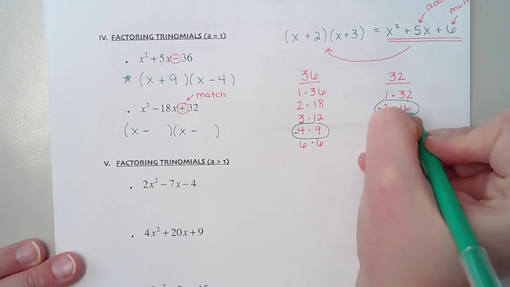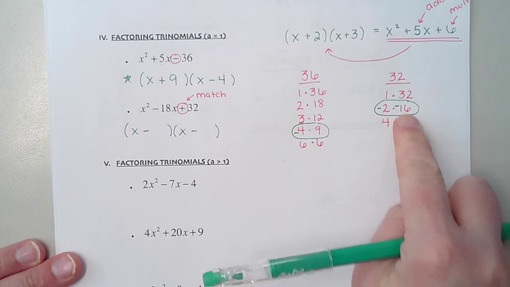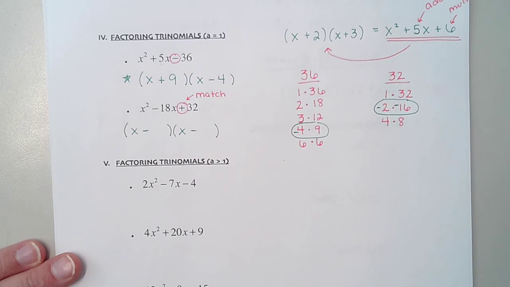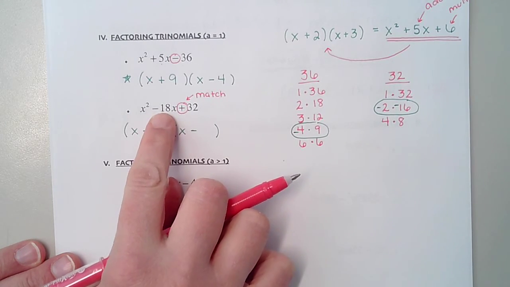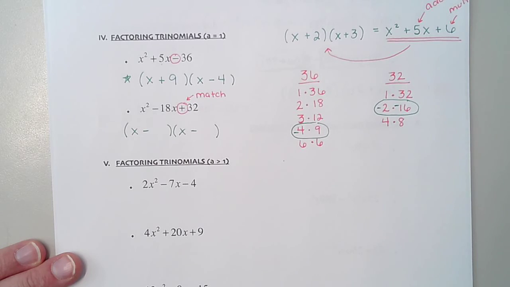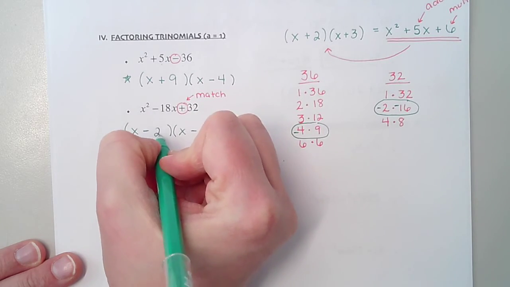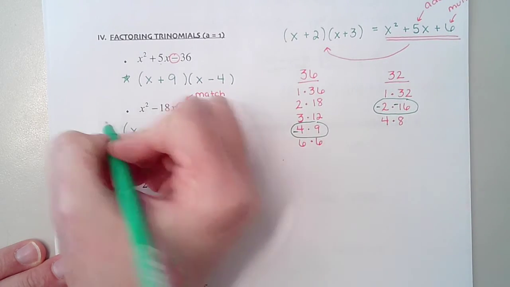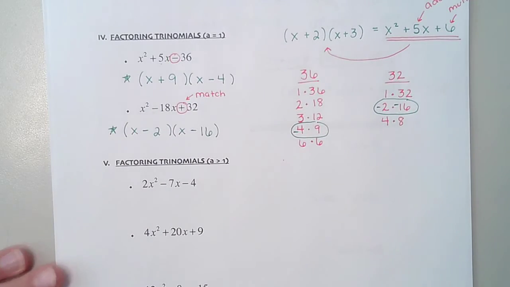And then if I make them both negative, that would still multiply to give me a positive 32, but it would add to give me that negative 18. Okay? So this would be x minus 2, x minus 16. I could double check that with FOIL, but that would be my final answer.